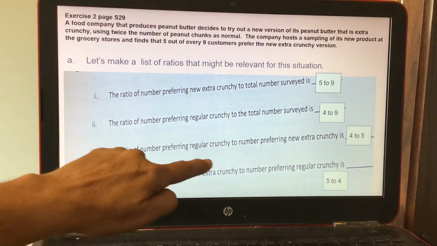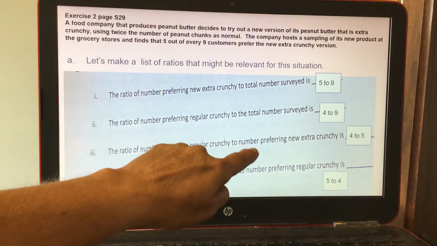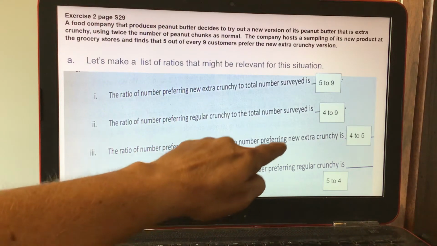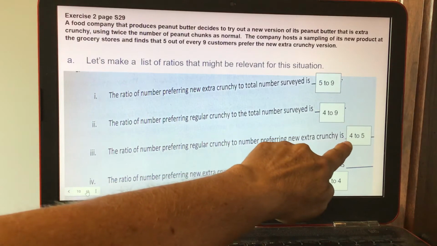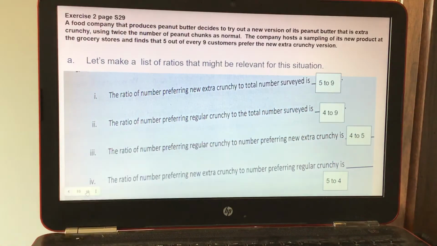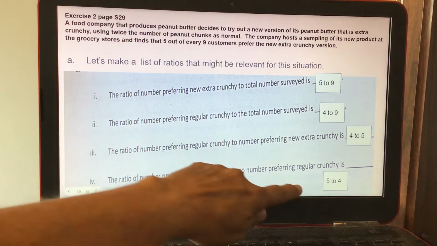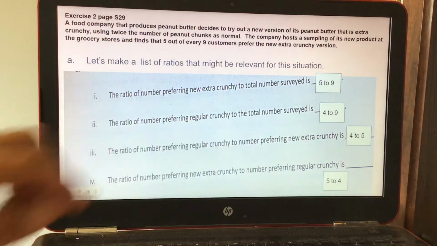The ratio of number preferring regular crunchy to the number preferring new extra crunchy is 4, that's the regular, to 5, okay? And the ratio of number preferring new extra crunchy to the number preferring regular crunchy would be 5 to 4.